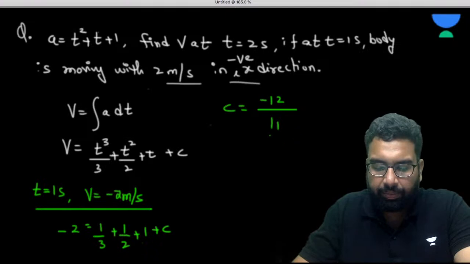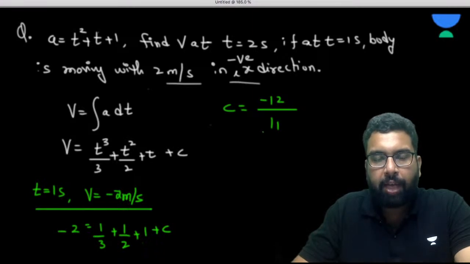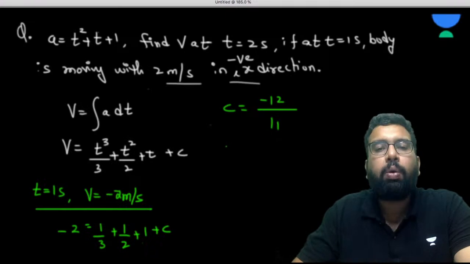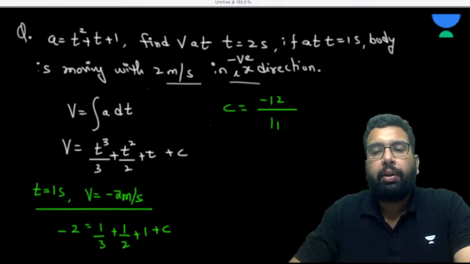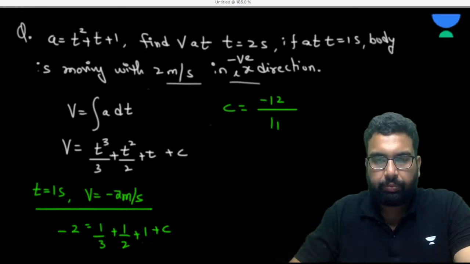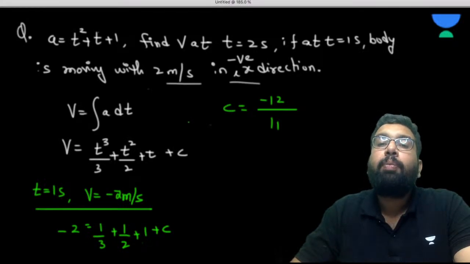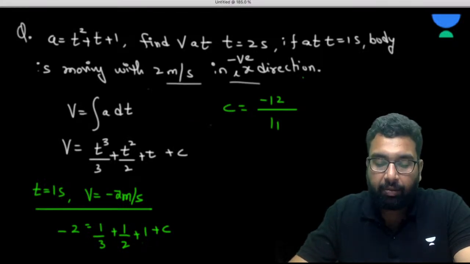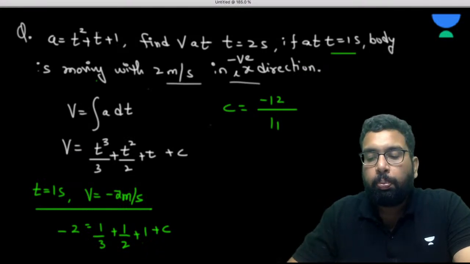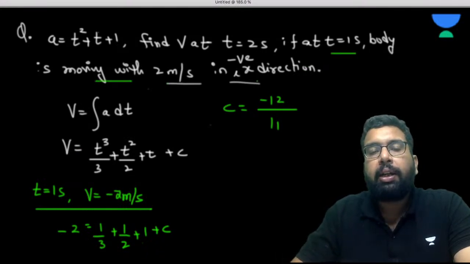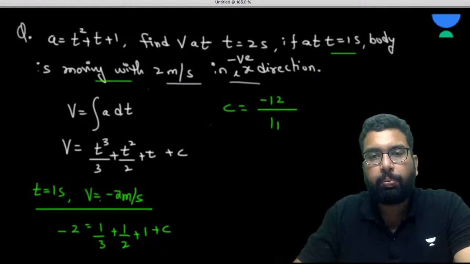Just check it once. What do you think? Is this value of c correct or not? So how did we get it? Can you check the value of c here? From where are we finding the value of c? From the information given in the question, that at t is equal to 1 second, the body is moving at 2 meter per second in negative x direction. So when the time is 1 second, the velocity is minus 2 meter per second.